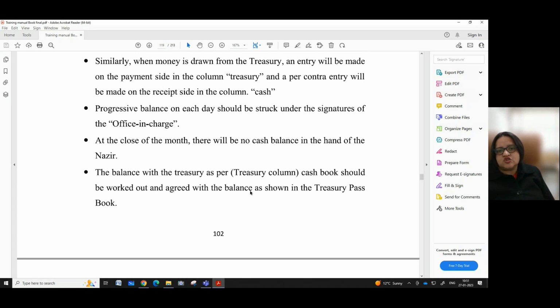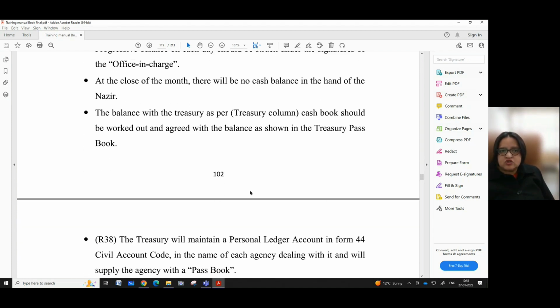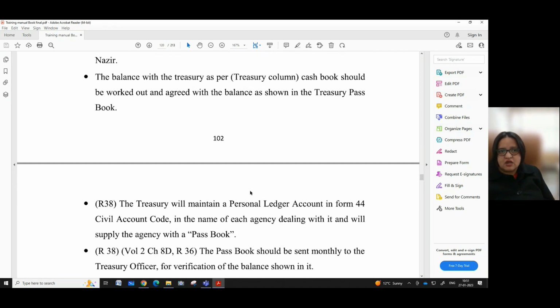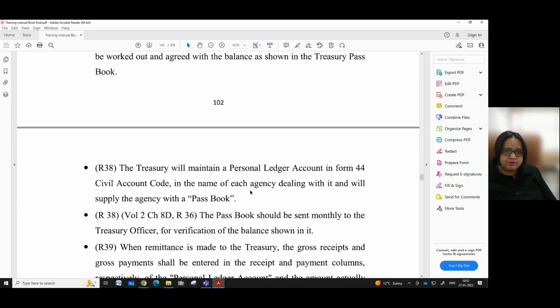Progressive balance on each day should be struck under the signatures of the officer in charge. At the close of the month, there will be no cash balance in the hand of the Nazir. The balance with the treasury as per treasury column cash books should be worked out and agreed with the balance as shown in the treasury passbook.